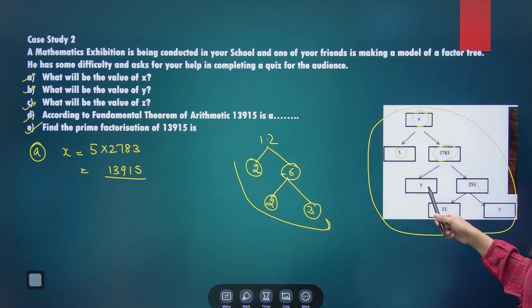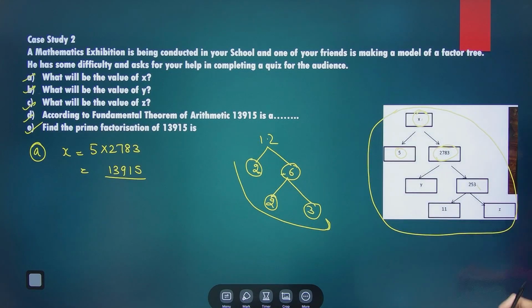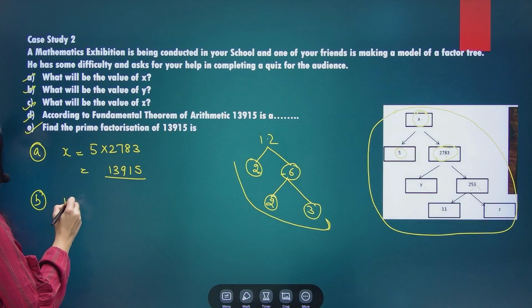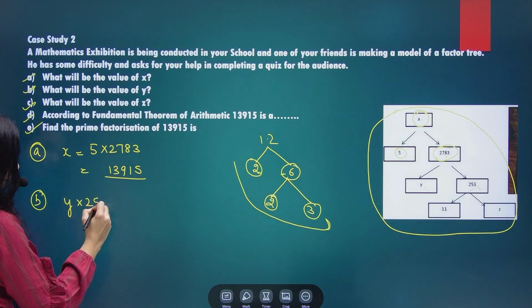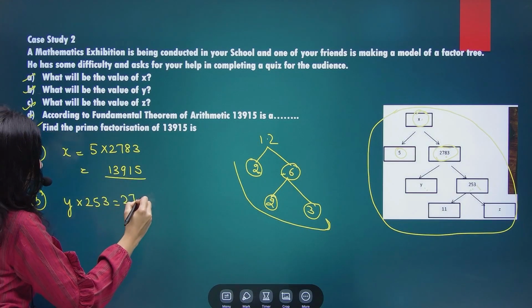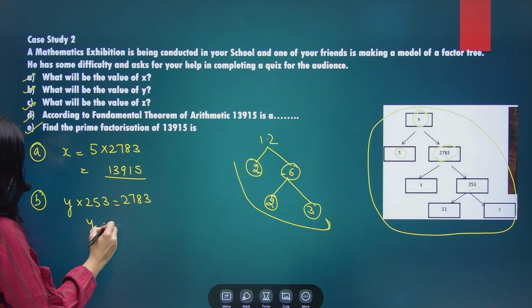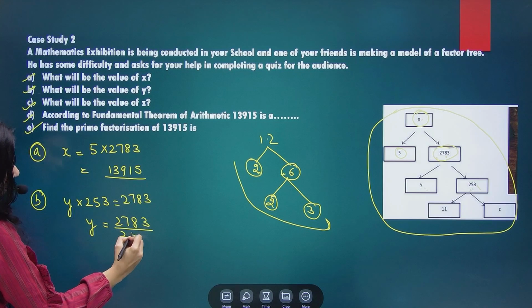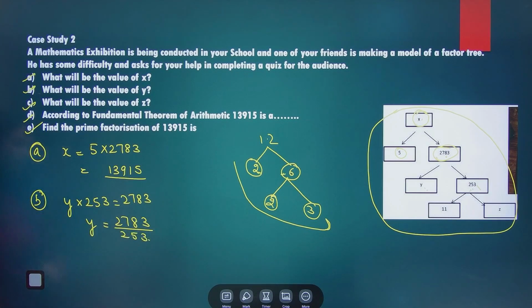Now y, what is going to be the y here? आप देख रहे हैं y इंटू 253. मैंने आपको कहा इन दोनों का प्रोडक्ट ऊपर वाला बॉक्स होगा. y इंटू 253 is what? 2783. So what is going to be the value of y here? You just divide. आप डिवाइड कर दीजिए. तो आप जब डिवाइड करेंगे you are going to get the answer here.